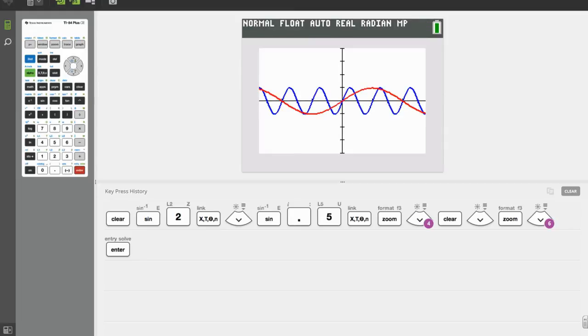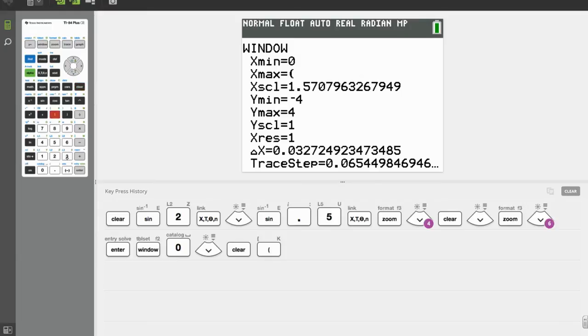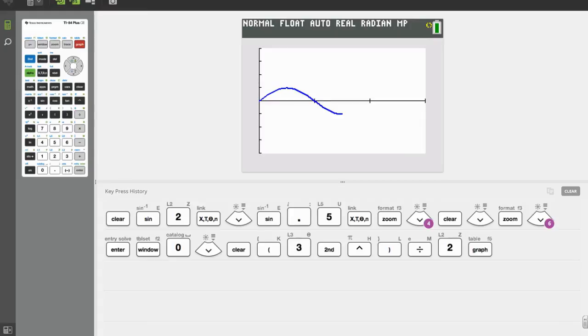And it's asking us to look at this function between 0 and 3 pi over 2. So I'm going to go to window, and I'm going to be looking at it from 0 to 3 pi over 2. And I'm just going to leave my scale as is. And you can see we have 3 intersection points. We've got one here, and one here. So we're going to calculate those intersections.